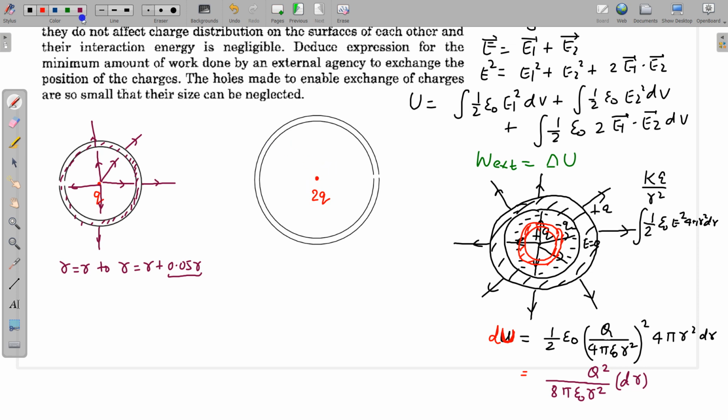For this, lines are going like this, and on the inner surface there will be minus 2q, and on the outer surface there will be plus 2q. So lines are not available in this region, and all over this sphere there are lines something like this.